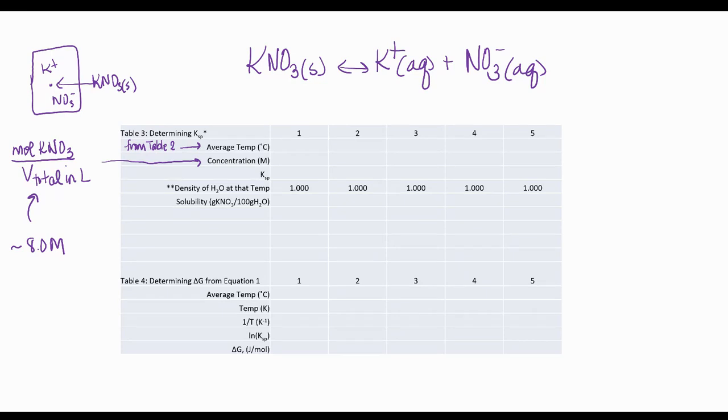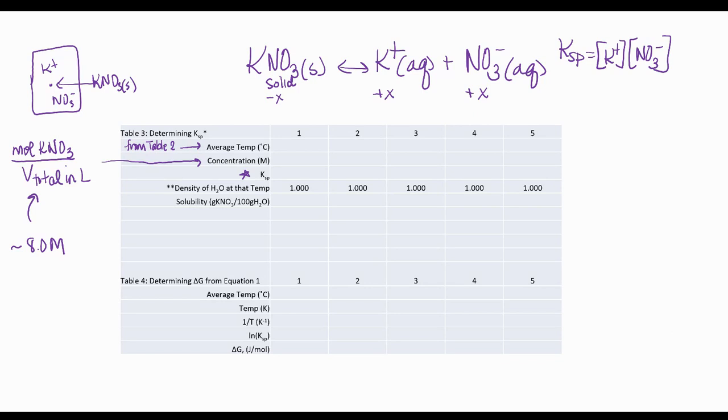Next up, Ksp. Our Ksp is really an ICE chart, where you have some solid and it is ionizing to some extent. We'll call that amount of solid minus x, plus x, plus x. But recall that the solid won't appear in the K expression. So Ksp is the concentration of potassium ion times nitrate.